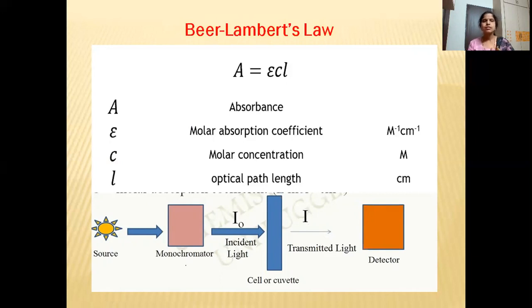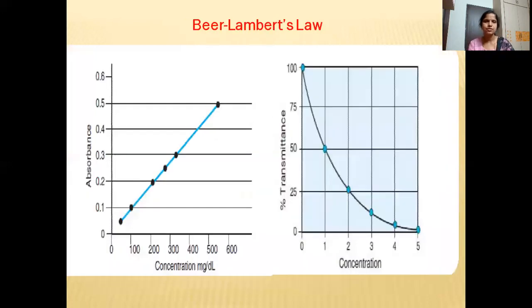Absorbance is nothing but the amount of light which is absorbed by the sample, whereas transmittance is the amount of light which is transmitted out from the sample. Both absorbance and transmittance are inversely proportional. When absorbance is high, transmittance will be low and vice versa.